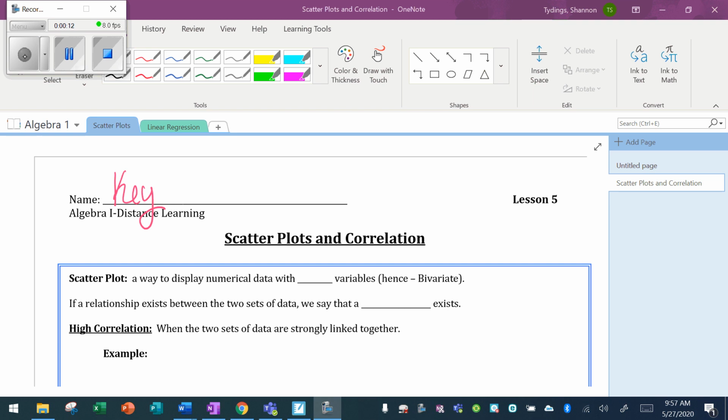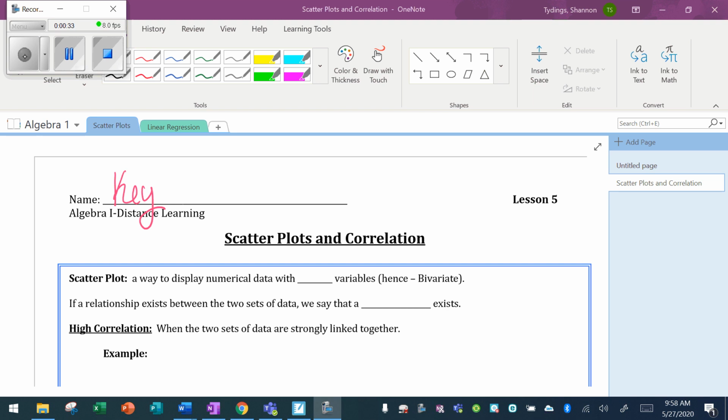So we're going to talk about more bivariate data this week, and we're talking about scatter plots, correlation, and then linear regression. So today's focus is going to be on scatter plots and correlation. Some of it might seem familiar to you because you might have done it in 8th grade or middle school, and then some of it might be brand new to you.